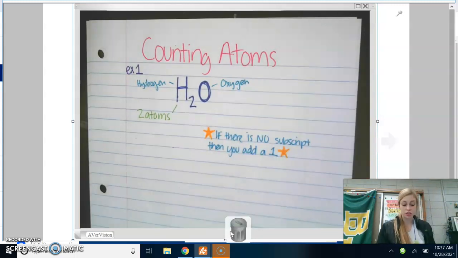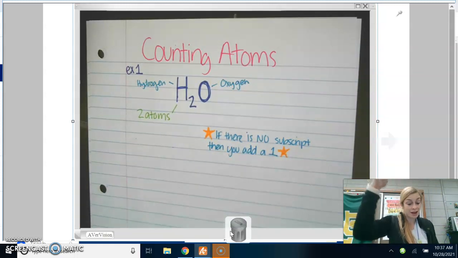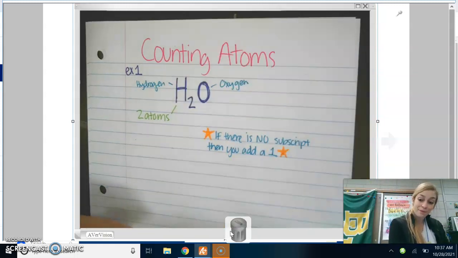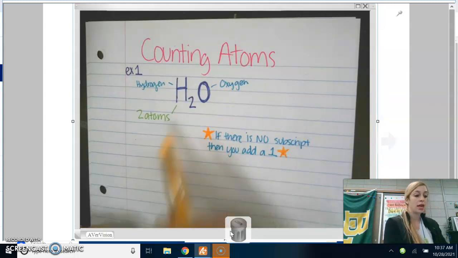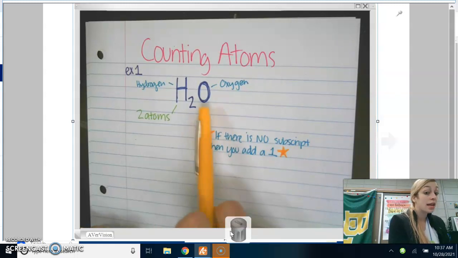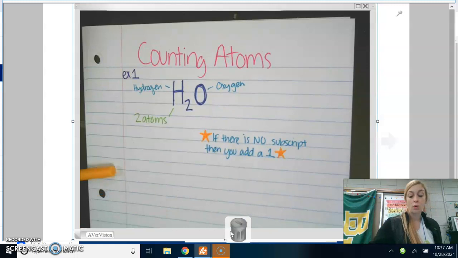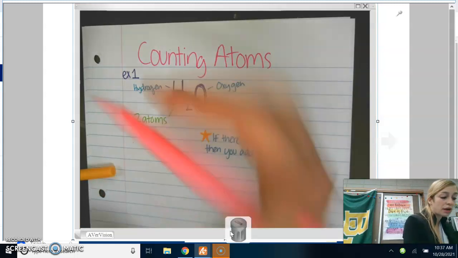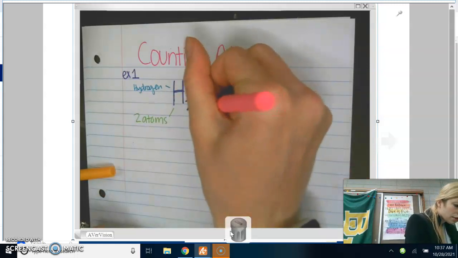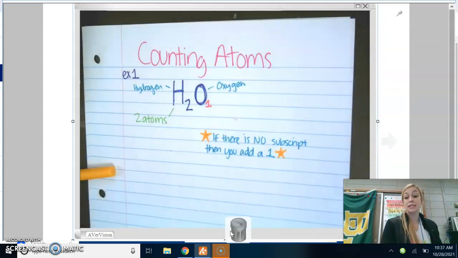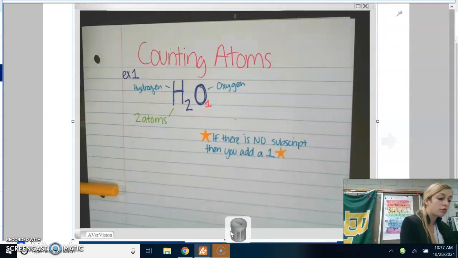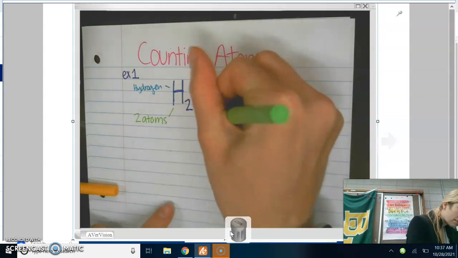When in math class y'all do something squared, that's a superscript. It's the number that's on top. Since our number is below, it's a subscript. This little number is a subscript. If there isn't a subscript next to that element, then you have to add a 1. It's your job to write a 1. The reason they don't write a 1 is because it's assumed. It's assumed that if there's no number, there is 1. So we only have 1 atom of oxygen.